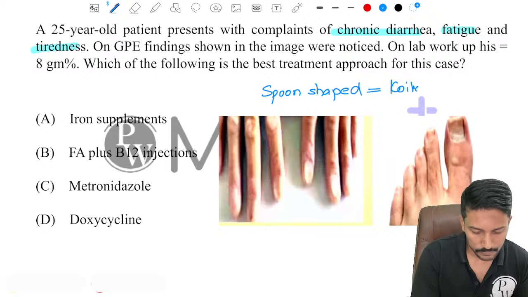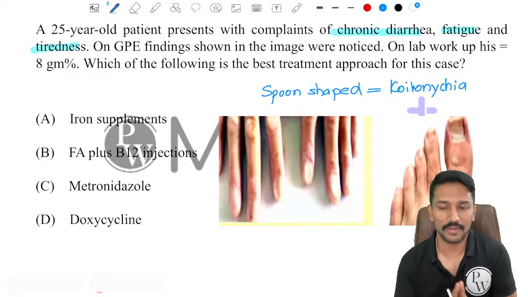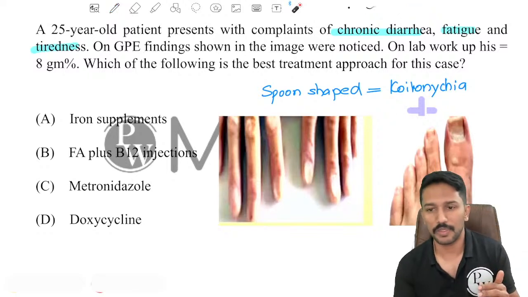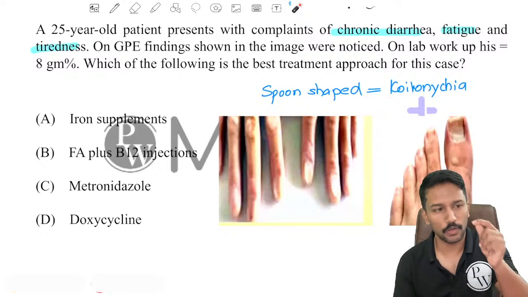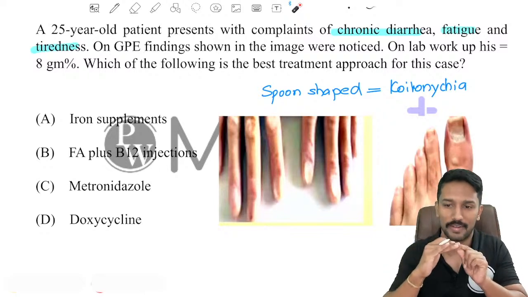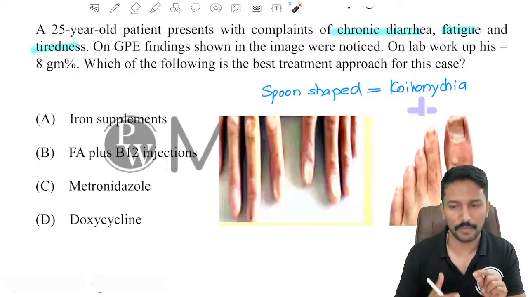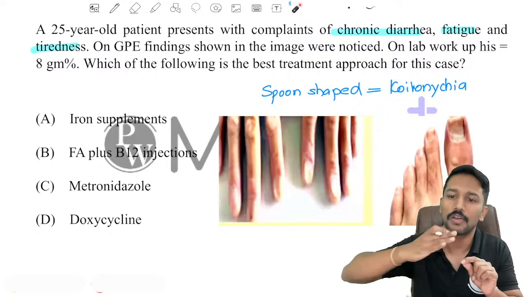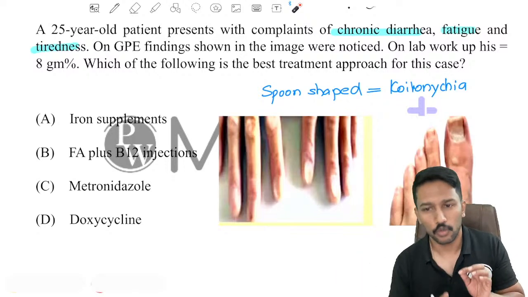Koilonychia. Now in what condition do we see that? We see that in patients with iron deficiency anemia. Now please remember that there is one stage before koilonychia. Normally when we look at the nails, there is a slight dome to the nails. First the nail becomes flat, we call it as platynychia. As time progresses with the iron deficiency, it becomes concave. Then we call it as koilonychia.